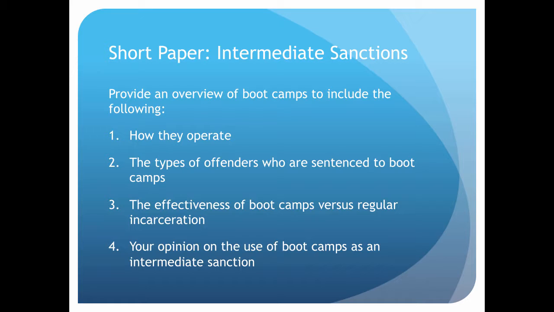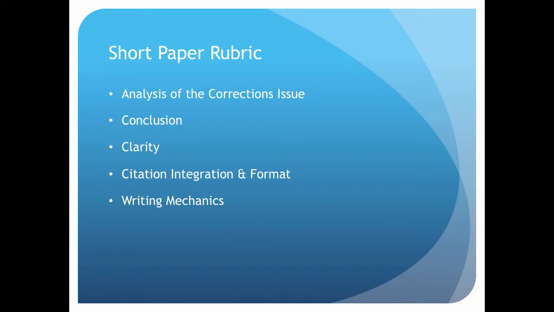And that is provide an overview, a keyword overview, of boot camp. Okay, a lot of discussion about 500-word limits, 500 words, trying to get to it. It's an overview. This is a roughly 2-3 page paper. Okay, how do boot camps operate? The types of offenders who are sentenced to go to boot camps, which frankly is typically juveniles. The effectiveness of boot camps versus regular incarceration. And then finally, what do you think? Your opinion of boot camps as an intermediate sanction.